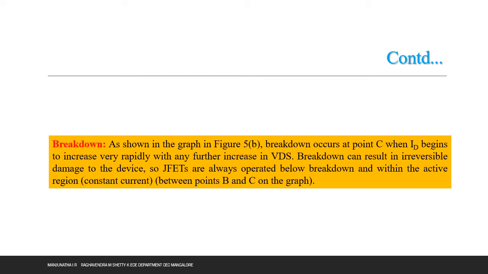So when initially VDS is 0 and keeps on increasing up to a certain value of VDS, the current also increases. So when voltage increases and current increases, since it satisfies Ohm's law, the region here is the ohmic region. So after point B, if we still increase the drain to source voltage, the drain current will be saturated, that is IDSS. IDSS will be constant.